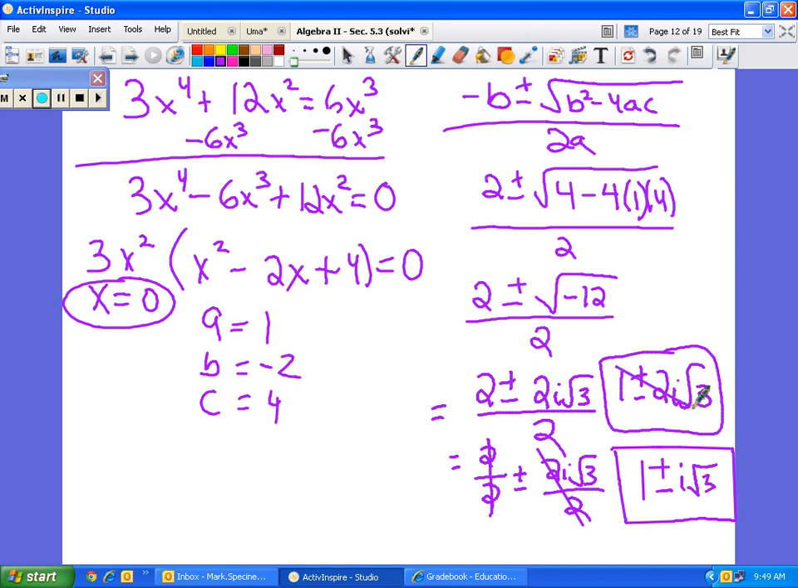Okay, so does everybody see the difference? Here I have 1 plus or minus 2i square root of 3. Here I have 1 plus or minus just i square root of 3. This one is wrong. This one is right. Wait, why did you put 1 plus i? Because 2 divided by 2 is 1.